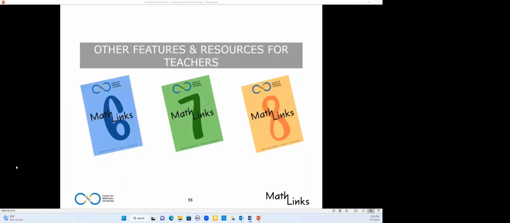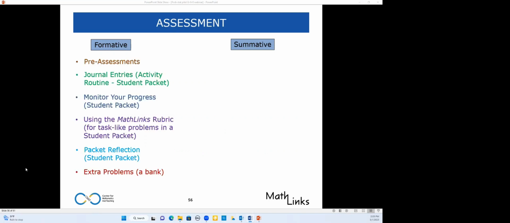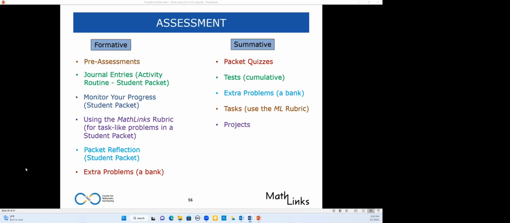Now for a quick overview of some teacher resources. We know that assessment is important, so we want to provide several options for multiple measures with which to assess students both formatively and summatively. Here you see a wide variety of what we consider to be a formative assessment, many within the student packet. And here you see what are more commonly considered summative assessments. Lots of variety and lots of choice.